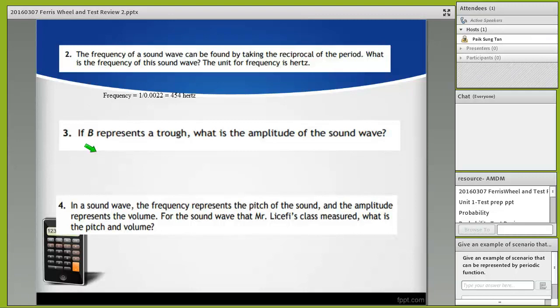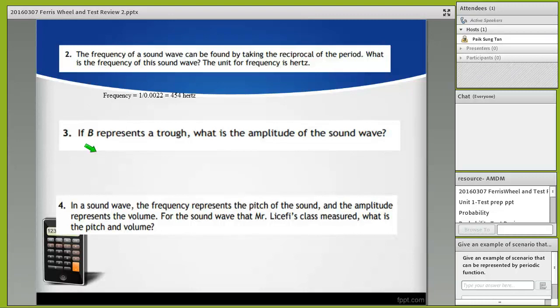Sound is measured in terms of pressure. So 2 pressure, 2 volume. In a sound wave, the frequency represents the pitch of the sound. The amplitude represents the volume. For the sound wave that Mr. Lesafie's class measures, what is the pitch and volume?